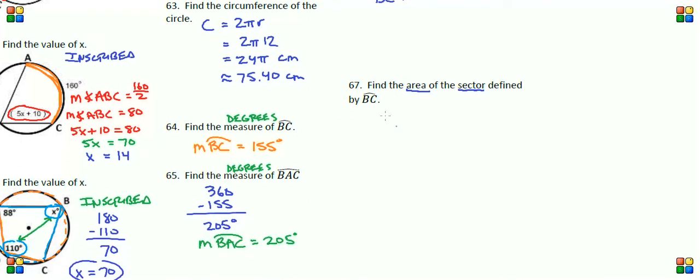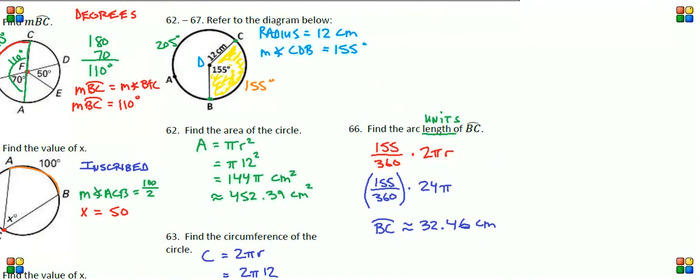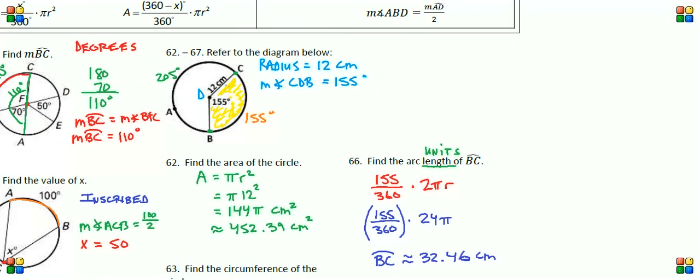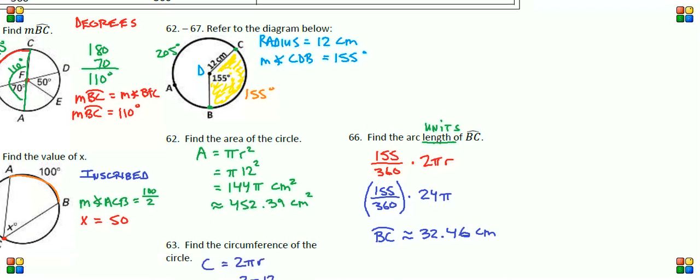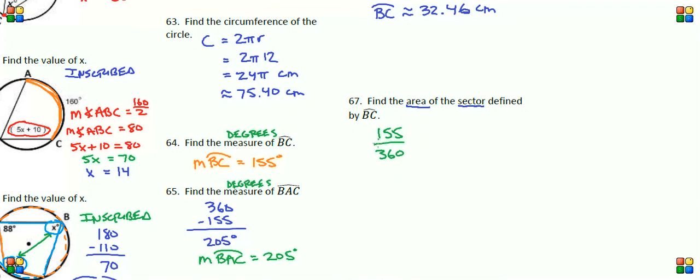So we know that the measure of arc BC is 155 degrees. We're going to divide that by 360. That tells us how much of our circle is represented by this piece of pizza that we're going to cut out. And now we just take that piece and we multiply it times the total area of the circle, which is pi r squared. Let's go ahead and plug in our values here.